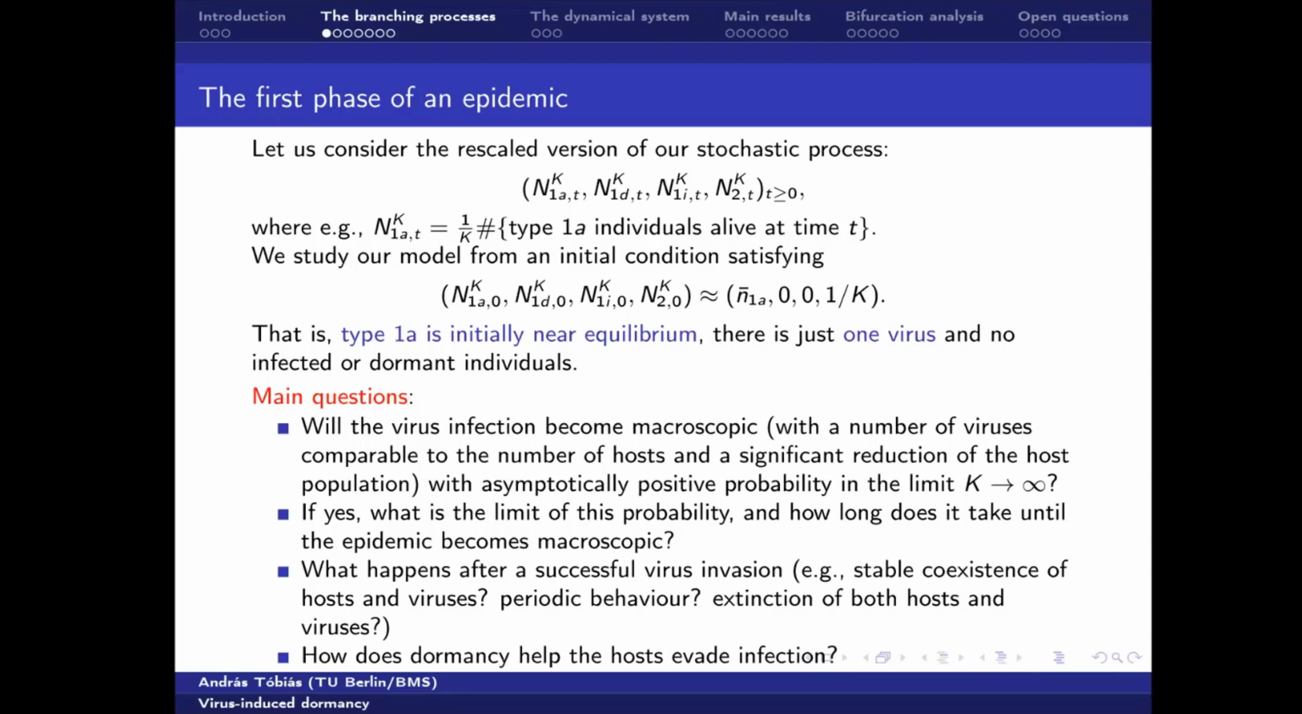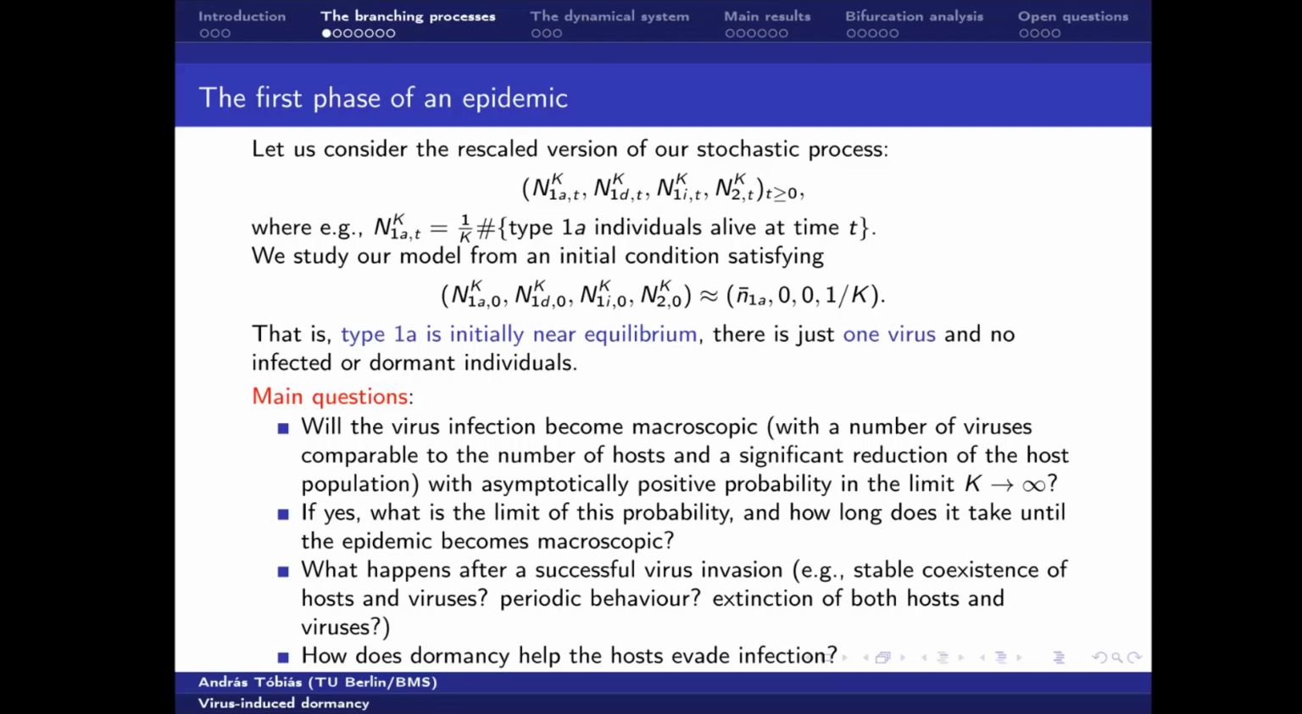So usually we look at this process M1A, TK, and so on with these indexes K. This means that you divide each coordinate by K, because this is the scaling where you can see the dynamical system. And the usual initial condition is we have more or less N1A bar active individuals after scaling by K, and just one single virus. So this is our initial condition.